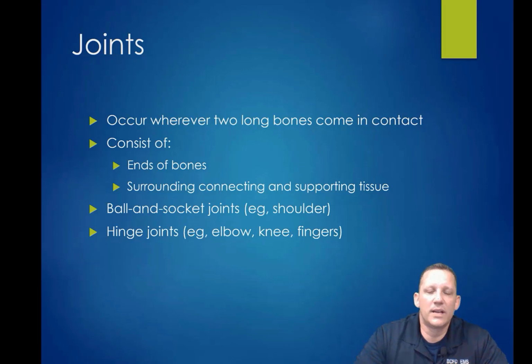And then we have hinge joints, right? So this would be your fingers and your elbow or your knee, where it's only supposed to kind of rotate in one plane, and we don't want any of the extra mobility because it would take away from the structural stability.